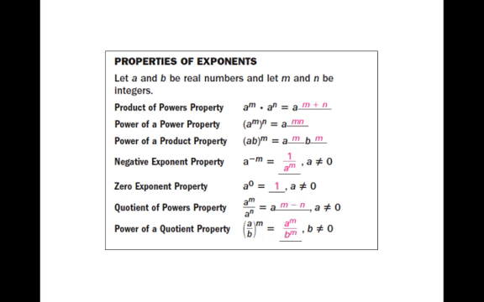And then power of a quotient property: if we have a over b to the mth power, you raise the numerator to the mth power and the denominator to the mth power. So that's going to equal a to the m over b to the m. And b is not equal to 0 in this case because, again, we can't divide by 0.